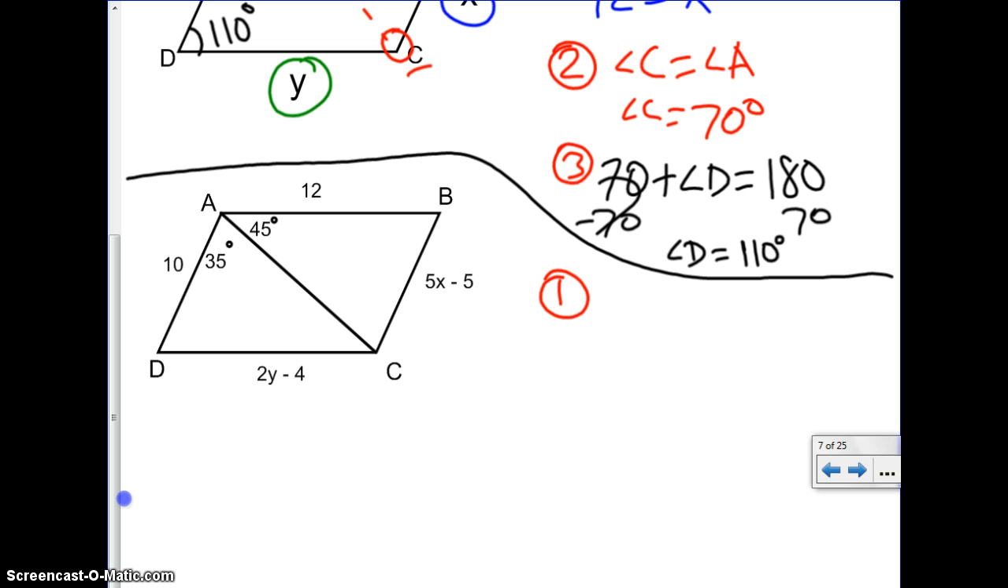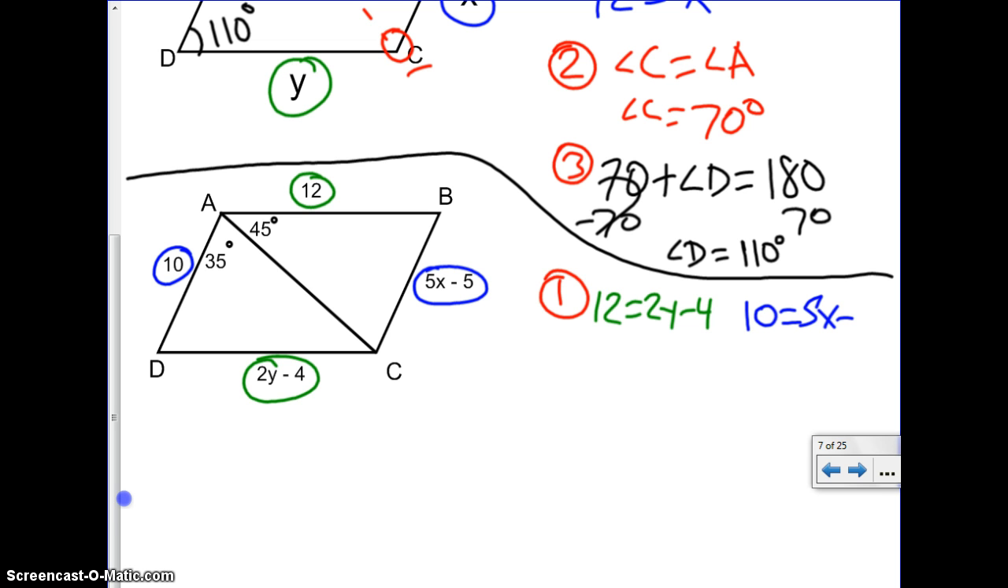Property number 1 is opposite sides are equal. So that means 10 over here is equal to this 5x minus 5. And this 12 is equal to 2y minus 4, because they're opposites. So now let's write this down. We have 12 equals 2y minus 4. And we also have 10 equals 5x minus 5.